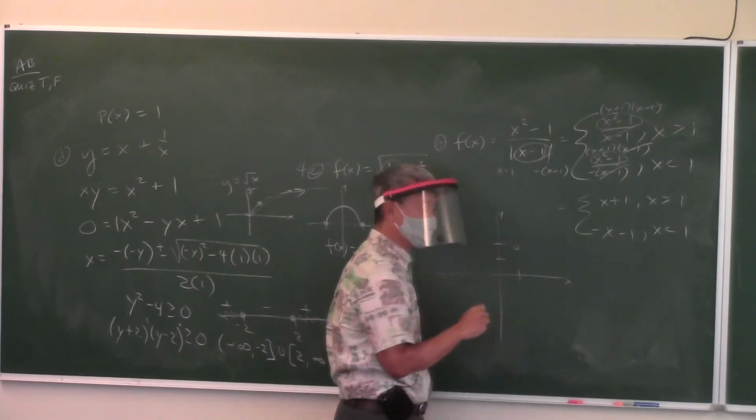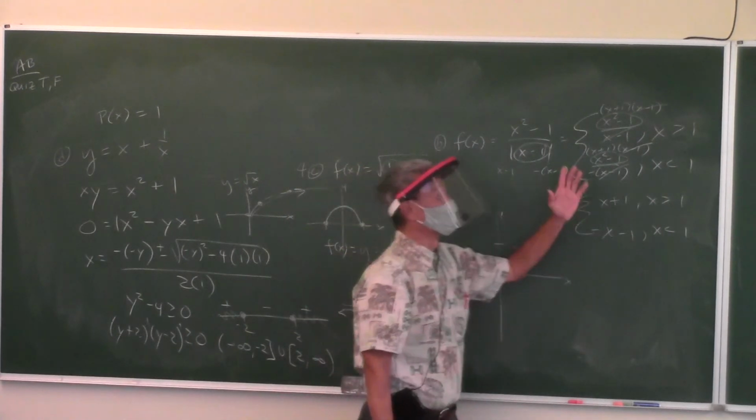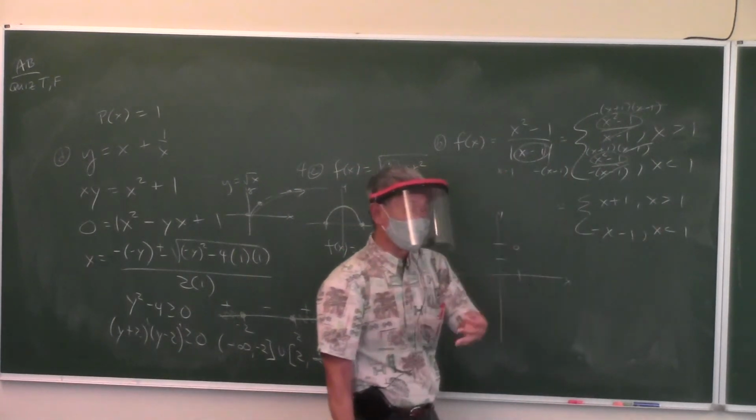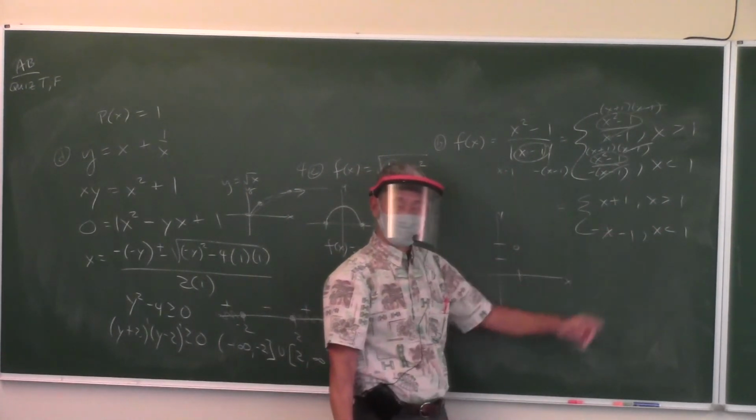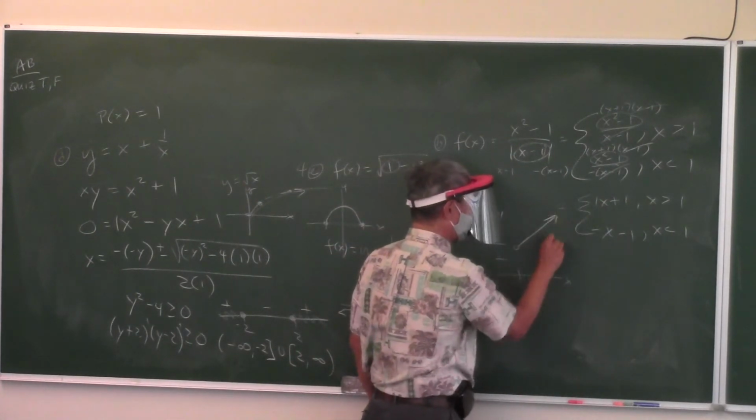How come I put an open circle there, not a dot? Because it's greater than 1, not greater than or equal to. And then what's the slope of this line? Look at this number there, 1, so there, slope 1.